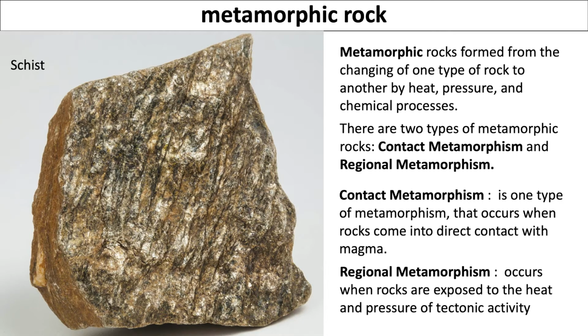Regional metamorphism occurs when rocks are exposed to the heat and pressure of tectonic activity. As you can observe in the image to the left, the metamorphic rock schist is a type of rock formed from the heat and pressure of tectonic movements.